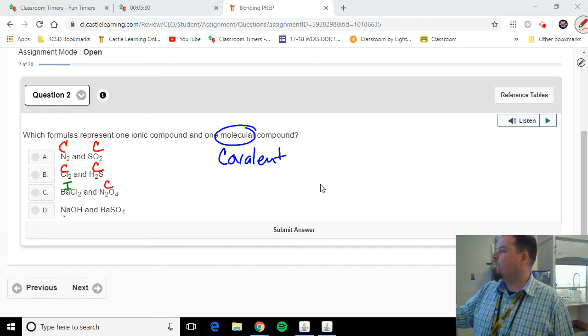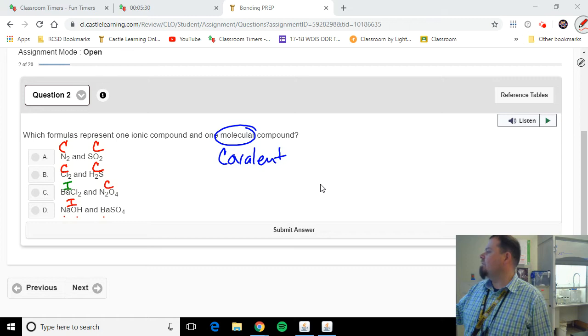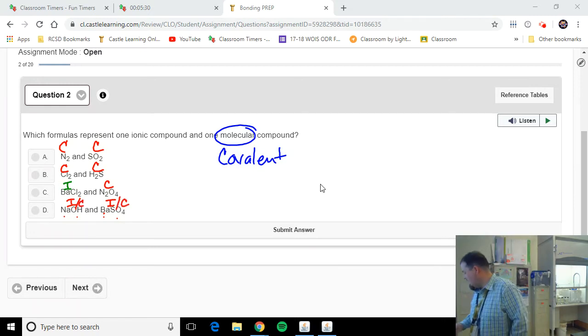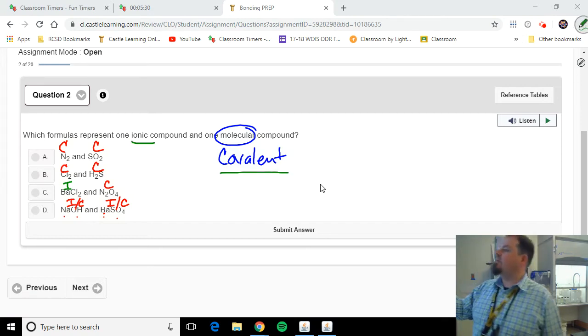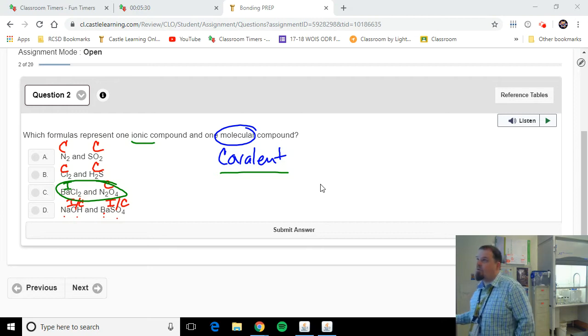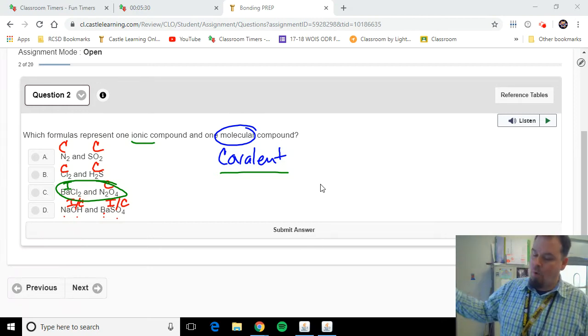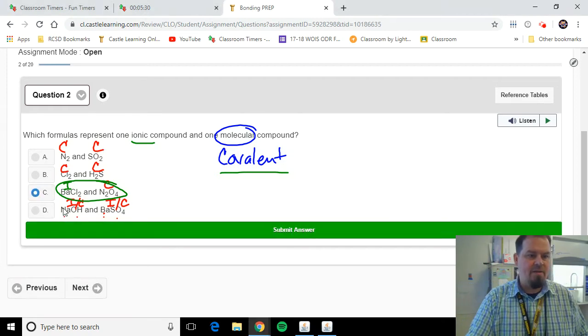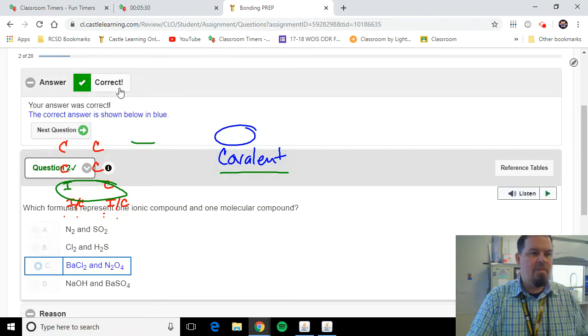NaOH, this is a metal with a polyatomic ion, so I could say that that is ionic. And then Ba with an SO4, again, a metal with a polyatomic ion, that's ionic, and it's actually both. They're both actually both, ionic and covalent. So back to the question, which one is ionic and covalent? That leaves me with question C. Notice, this is one of those questions where one of the answers does not belong. The first two and the last one, the compounds fall into the same categories. This is the only one where they fall into different categories. I'm going to submit. We're correct.